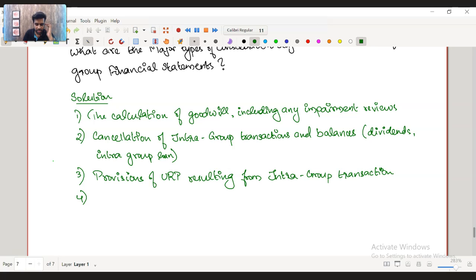So during the time of consolidation, there will be fair value adjustments on assets and liabilities. We need to calculate that. So fair value adjustments of assets and liabilities.